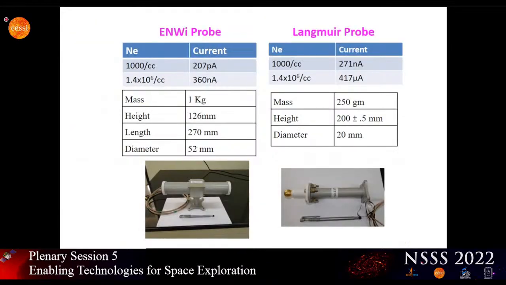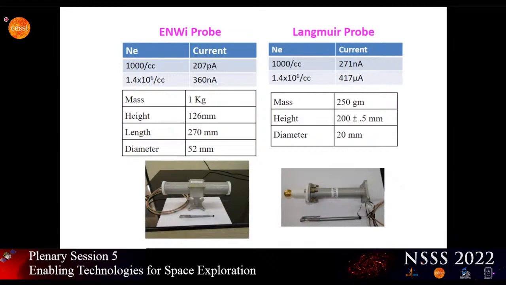The NV probe, actually the theoretical calculation shows that at around 1000 per cc of electron density, it will be producing a current of around 207 picoampere. And when it is of the order of 10 power 6, it will be around 360 nanoampere. So this is the kind of current level that NV is measuring. And similar is the case with Langmuir probe also. For around 1000, it will be 271 nanoampere. And for around 10 power 6 per cc of electron density, it will be measuring around 417 microampere, which needs to be amplified. You can see that they are handling picoampere to nanoampere level of current, which needs to be amplified and then detected, recorded.